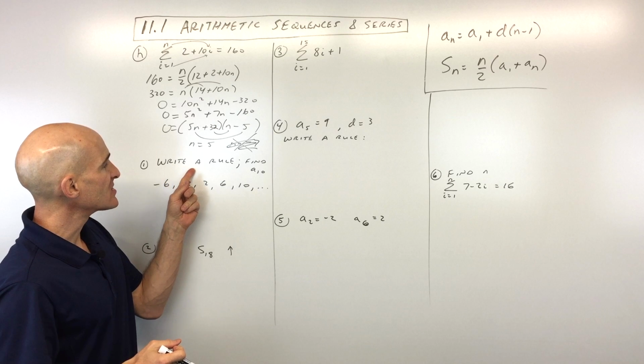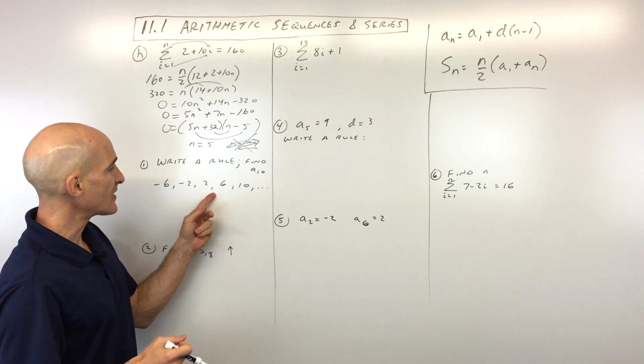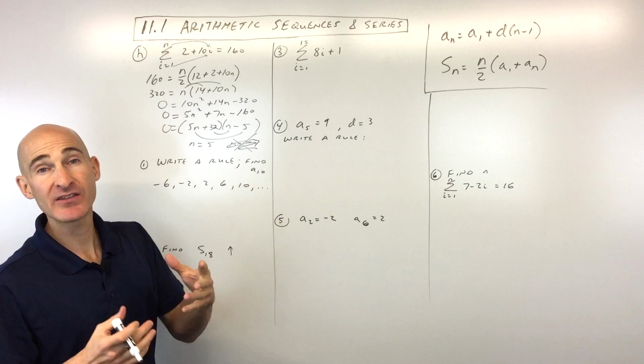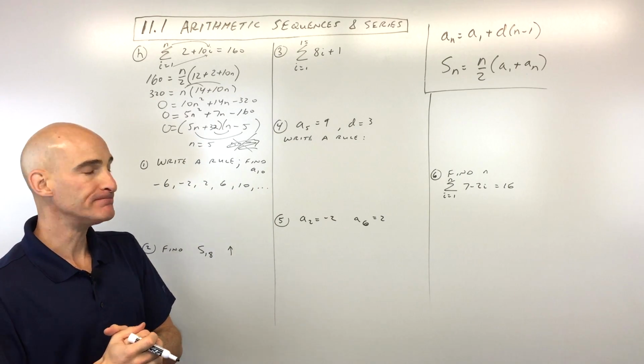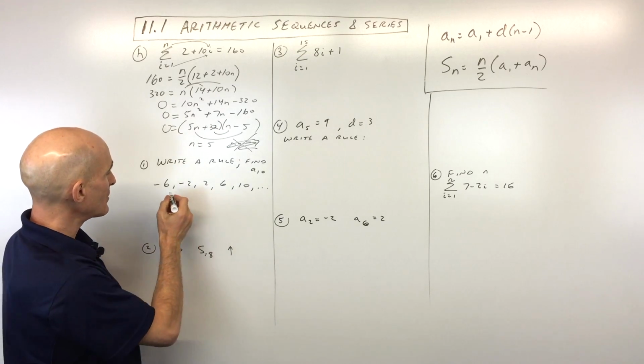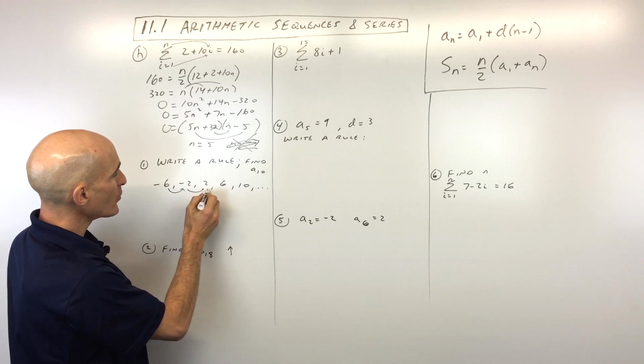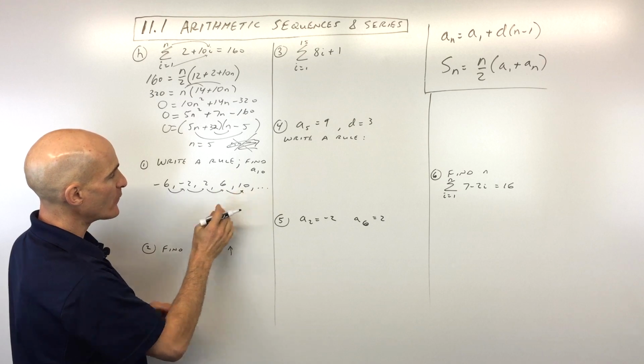So the first one says, write a rule for this arithmetic sequence we have here, and then find the value of the 10th term. So how would you do that one? What do you think? Well, if I was doing this problem, the first thing I would do is look to see what's the pattern, what are we adding to get to the next term? It looks like we're adding 4.